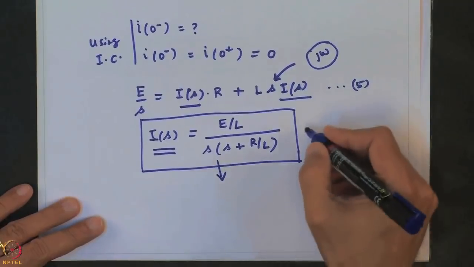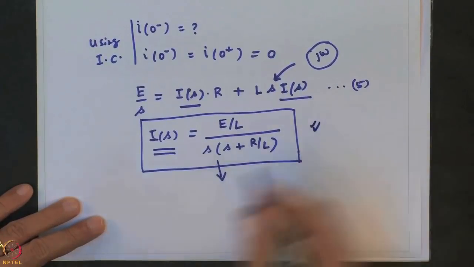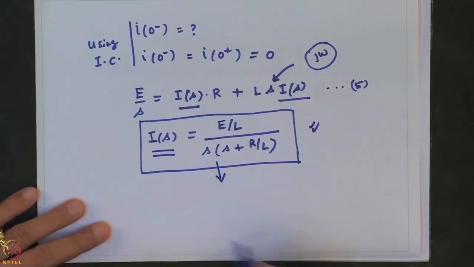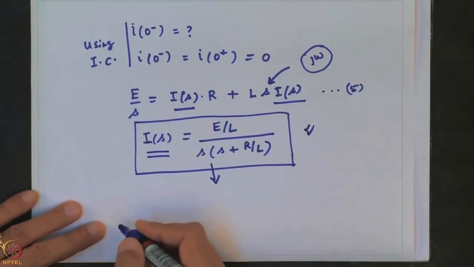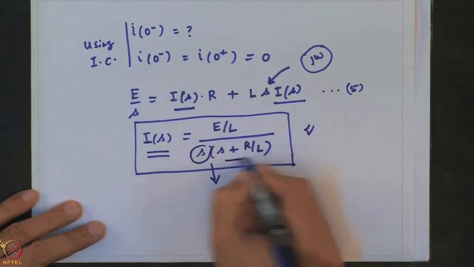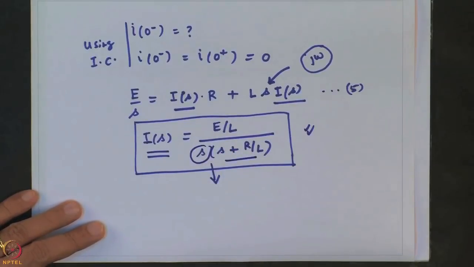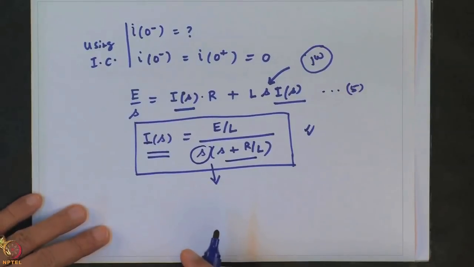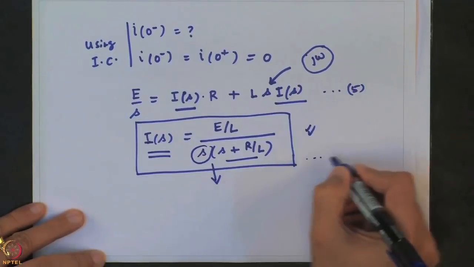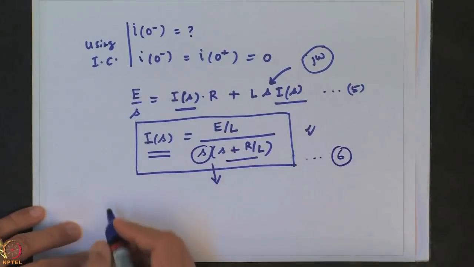So, the solution is right there in front of us, but it is in the S domain. Now, how do we do this? As you can see, there is a product of expressions which both have S, and the way to do this is by using what is called the partial fraction expansion. Let me call this expression 6.